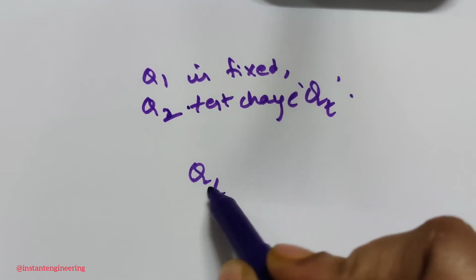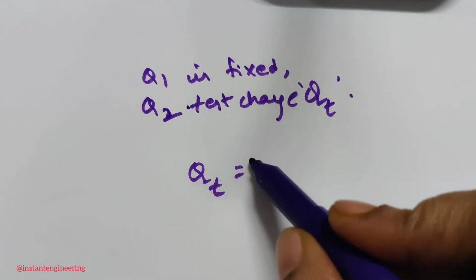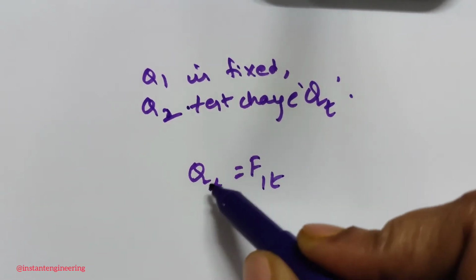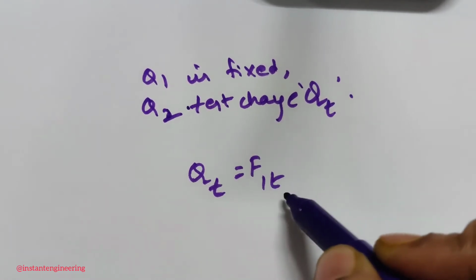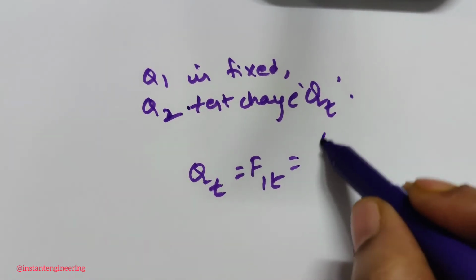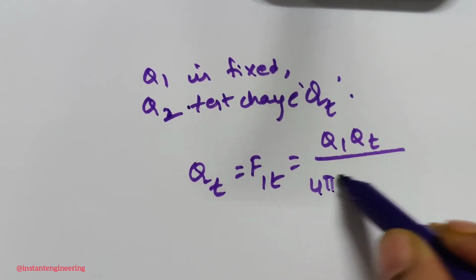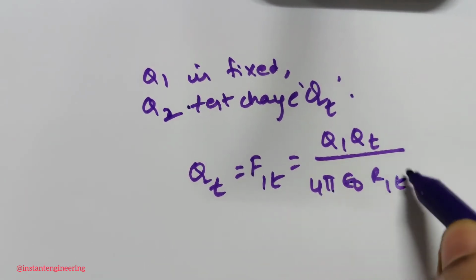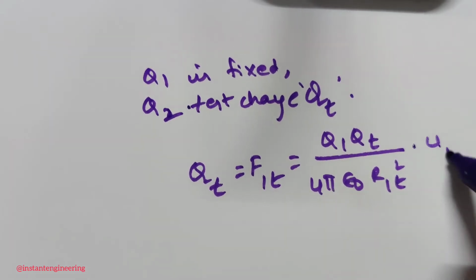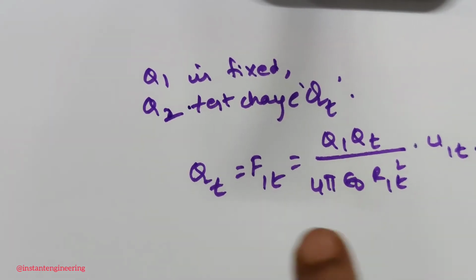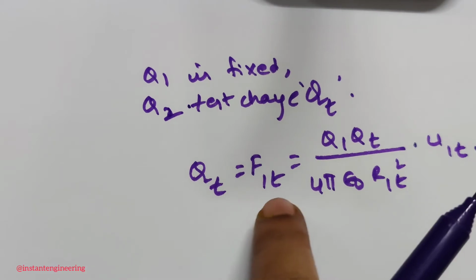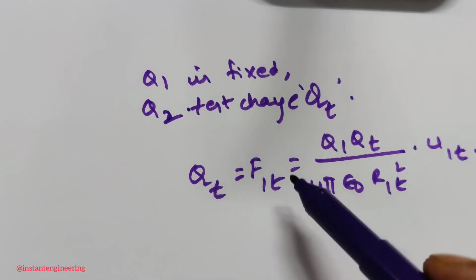Okay, QT, the test charge, it is nothing but F1T. There we wrote, if it is 2, we'll write F12, right? Here similarly F1T is Q1 QT, the Coulomb's law equation, 4 pi epsilon naught R1T square into U1T, like we already did. Just in the place of 2, we are replacing it with T. Okay, you can also rewrite this.